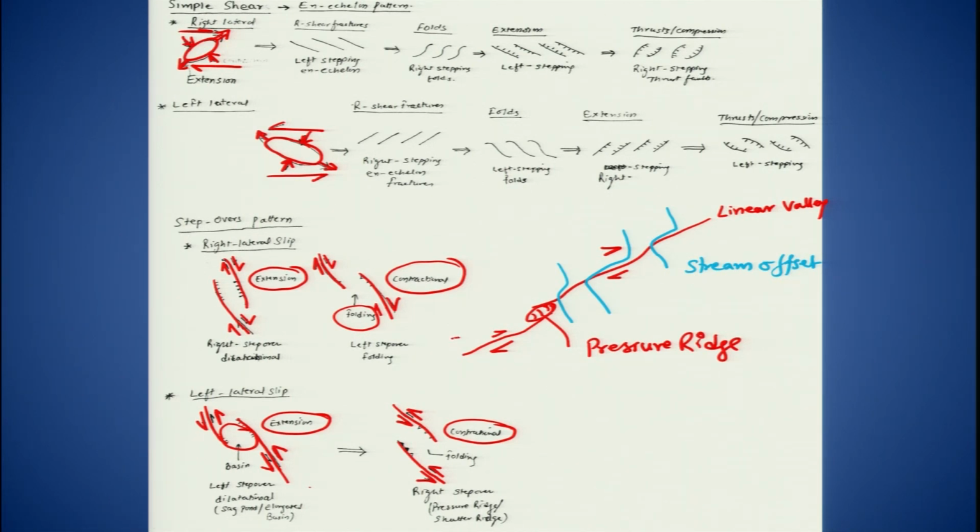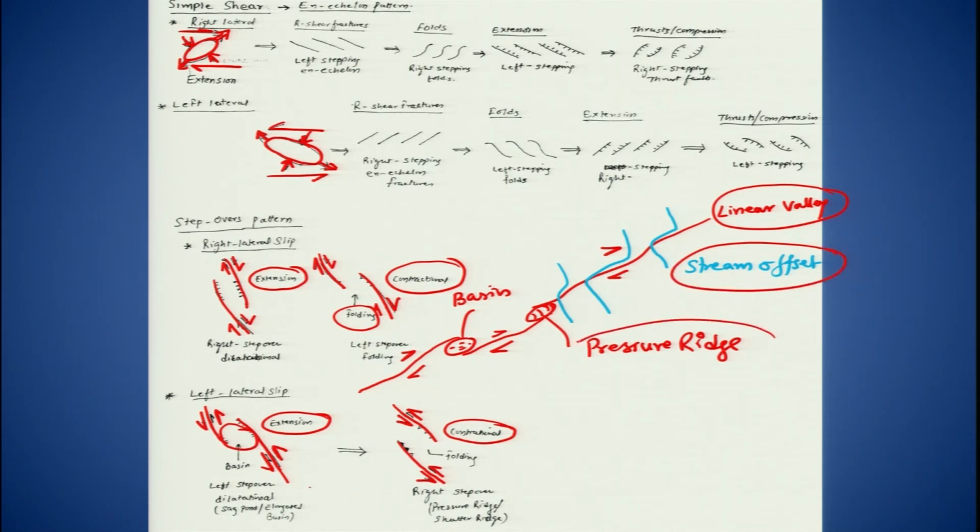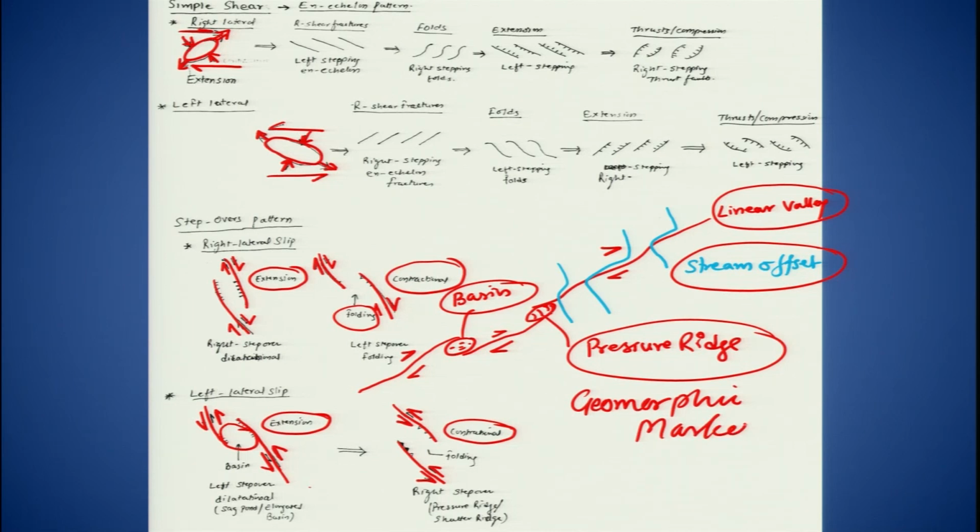Then suppose the fault is going like that, then again you have the deformation like this, then you will have formation of basin here. So these are a few important landform indicators which will help you in demarcating the strike slip fault on the surface. We can say these are geomorphic markers.